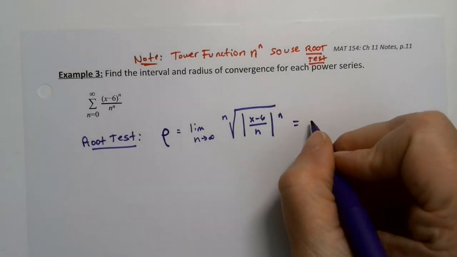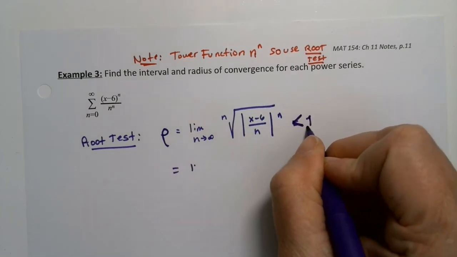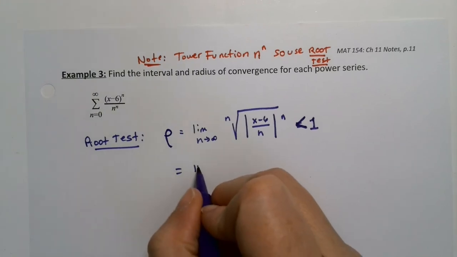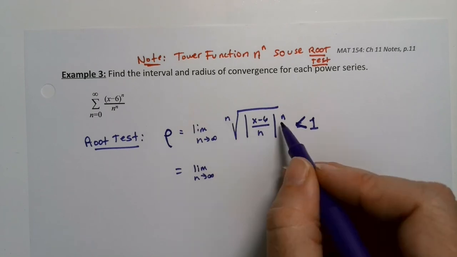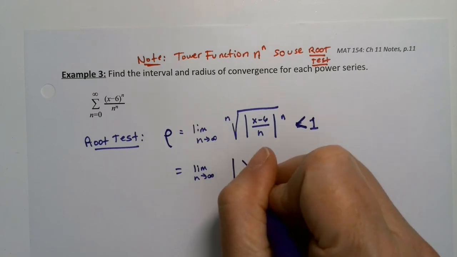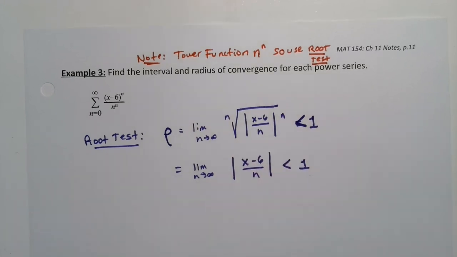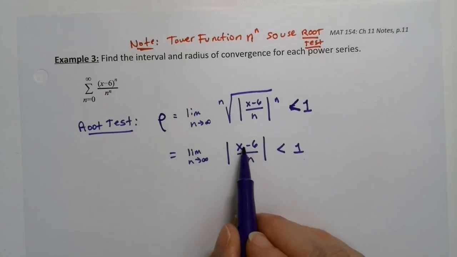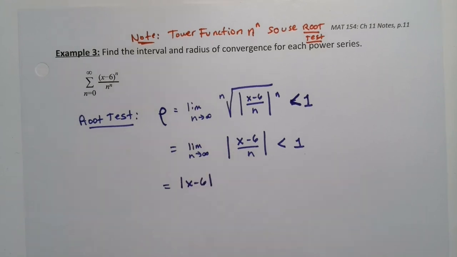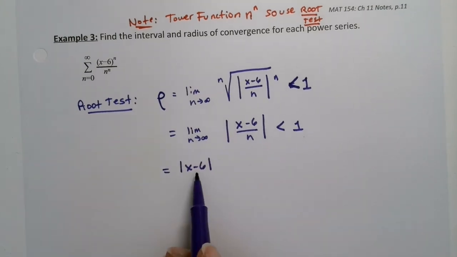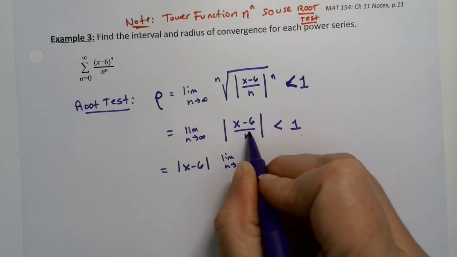All right, so then this is the limit. Oh, and of course, just like the ratio test, we need this to be less than 1. So this is the limit as n goes to infinity of, and the nth root and the n power undo each other. So I'm left with x minus 6 over n. Okay, so the x minus 6 doesn't really have anything to do in there. So I'm going to take that out, just like I've done before. There's no n in it, so it's just going to come out. And that leaves me the limit as n goes to infinity of 1 over n.